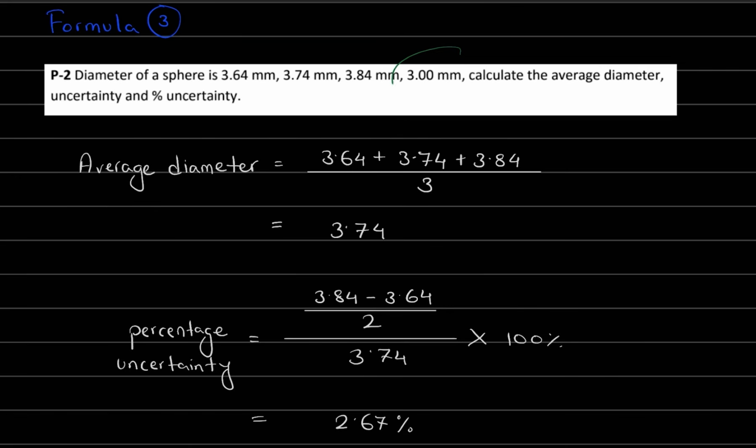Notice how I am not using 0.3 millimeter in the average. We are not using 0.3 in the average because that is outside the range and is an outlier. Using these values, we can see maximum minus minimum divided by 2 and the average gives us 2.67% uncertainty. If you can remember these formulas, all the uncertainty will be common.